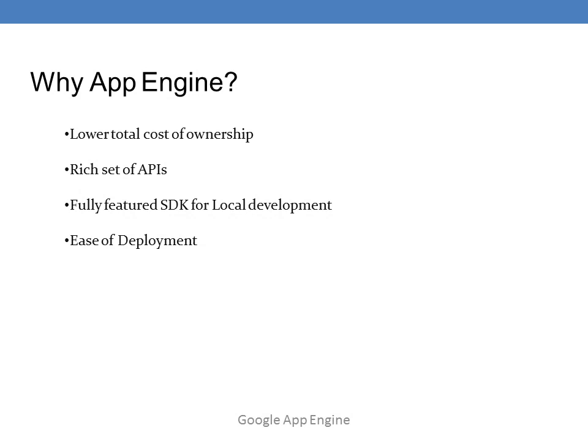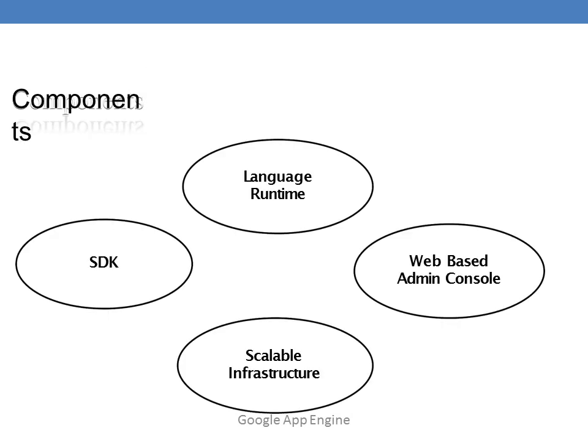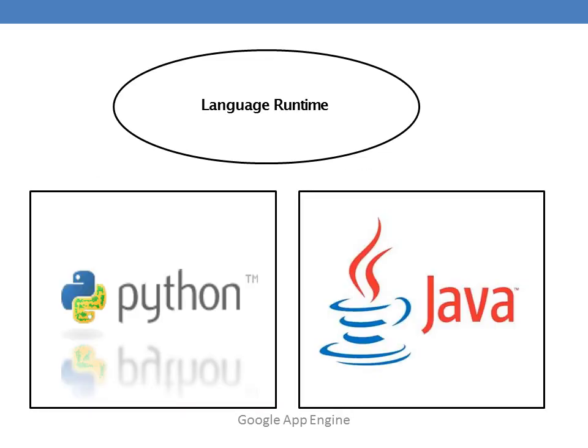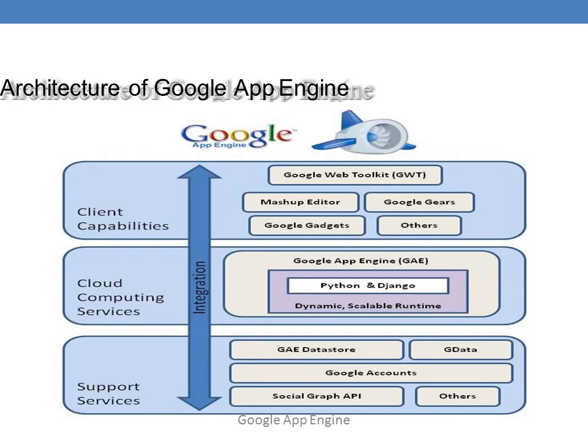Why App Engine? Lower total cost of ownership, a rich set of APIs, a fully featured SDK for local development, and ease of deployment. The components are the language runtime, web-based admin console, scalable infrastructure, and SDK. These are the main components of Google App Engine. The SDK runs locally, makes deployment easy, lets you manage app versions, provides the application programming interface, and supports Python or Java programming.